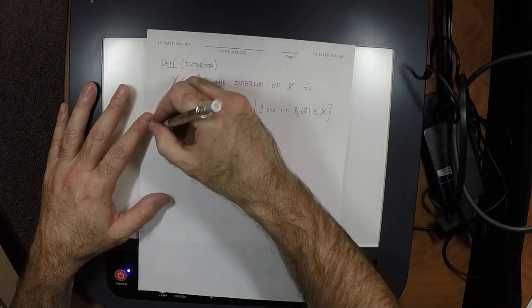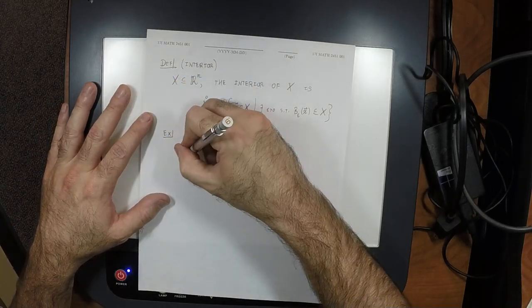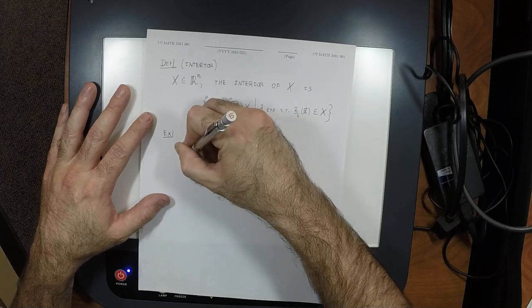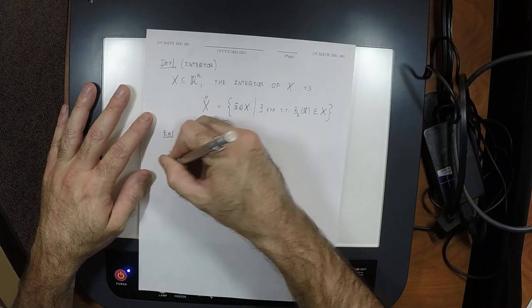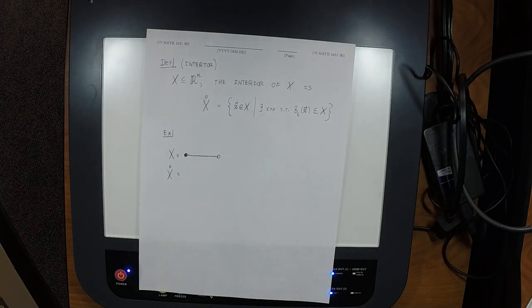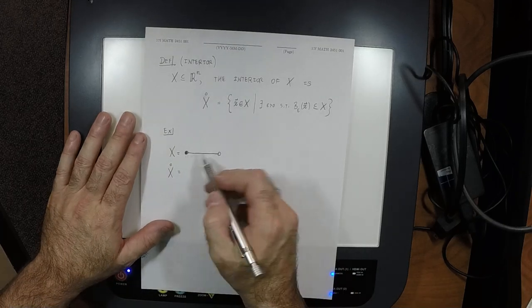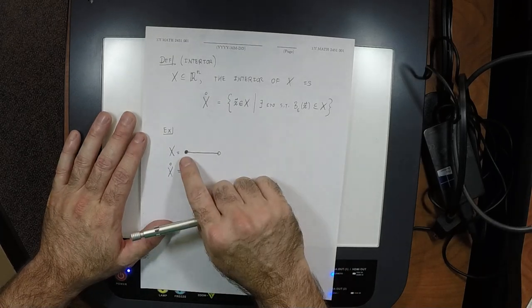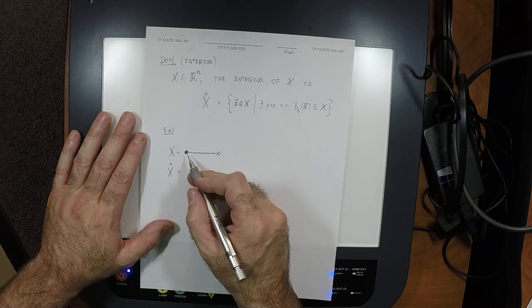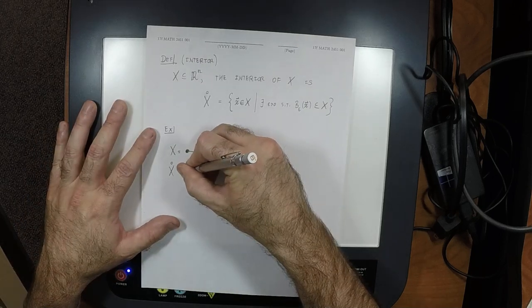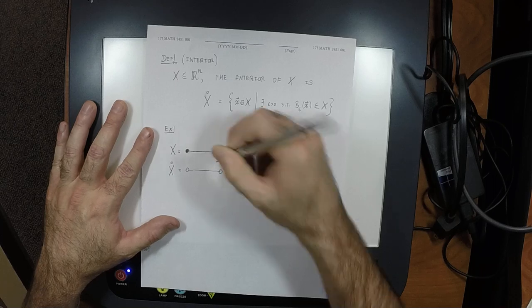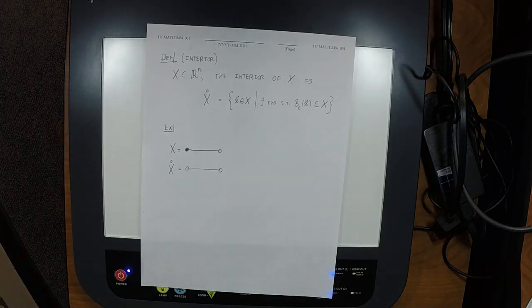Okay? So for example, if this is the set X, then what is the interior of X? It's everything but the endpoints, right? Well, everything except that one that we have there. So this point is not in the interior because you can't surround it by a ball without leaving the set. So the interior looks like this.